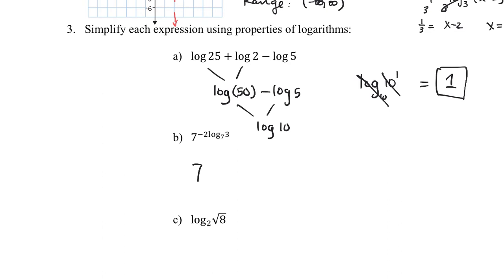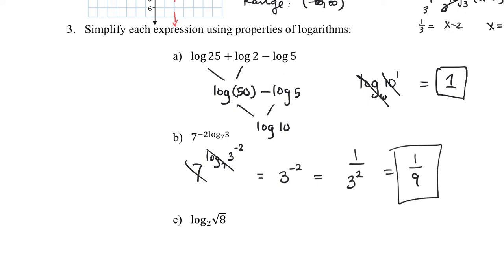So this will be 7 to the log base 7 of 3 to the negative 2. Now that we have a base of 7 and the log base 7 has no more coefficient, those act as inverse operations and cancel each other out. The log base 7 and the base of 7 cancel, leaving just 3 to the negative 2 power, which is 1 over 3 squared, which is 1/9.